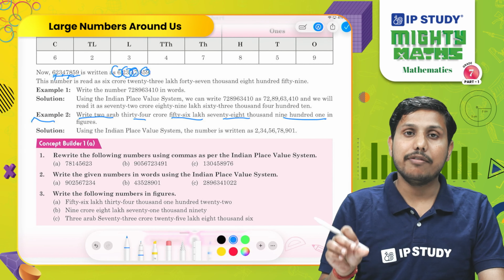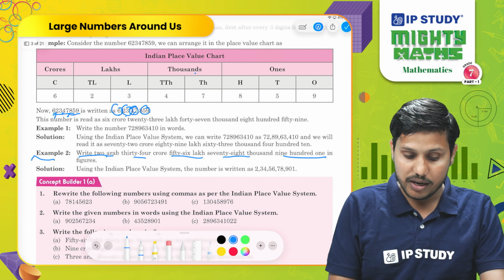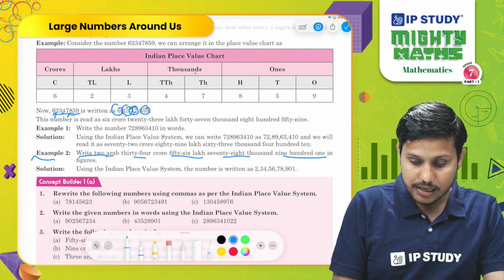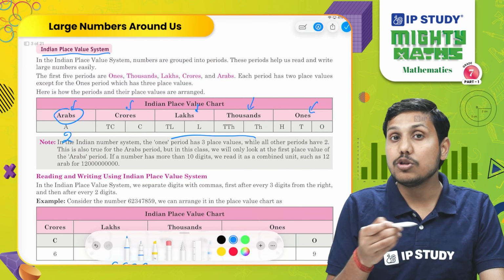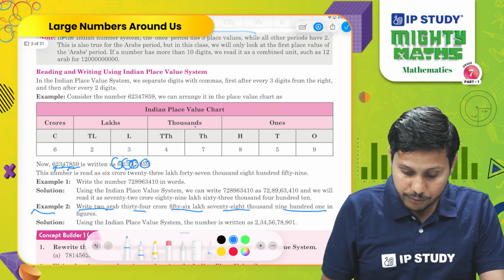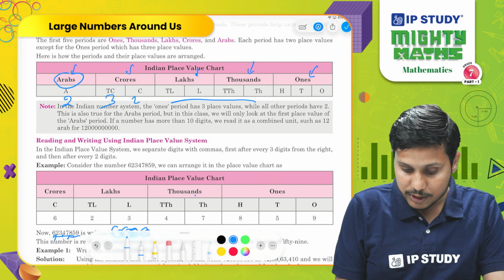Figures means we have to write it using digits. So in order to write it, we have 2 arab. So 2 arab will be written when we have this. So this is 2 arab. Now next, if we move to the next part, we have 34 crore. So 34 will take this place.